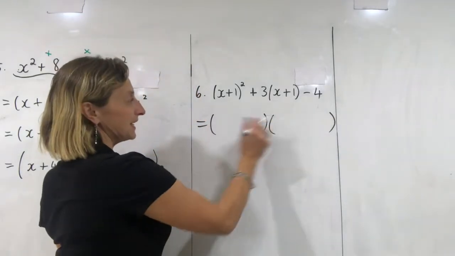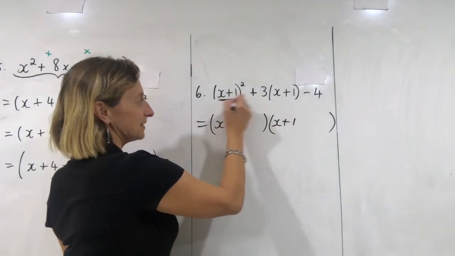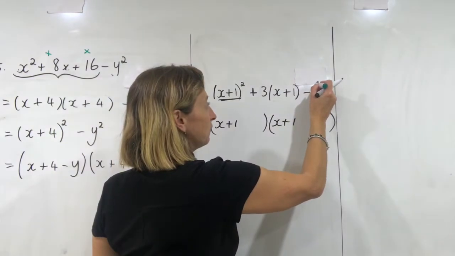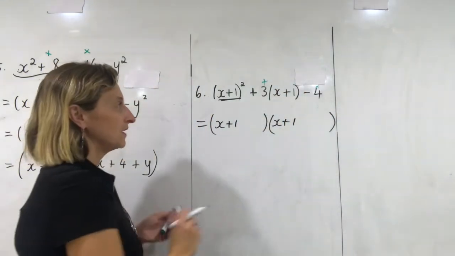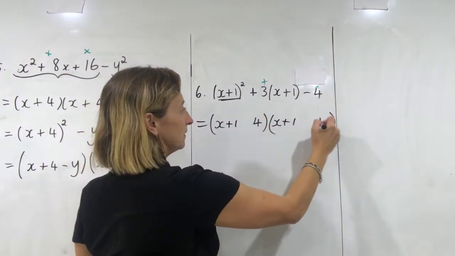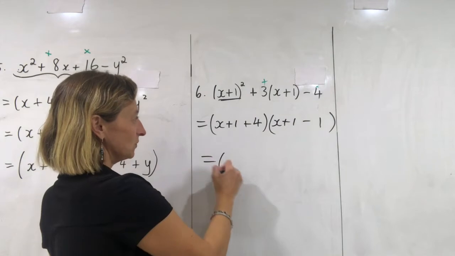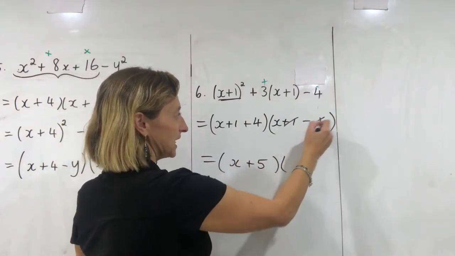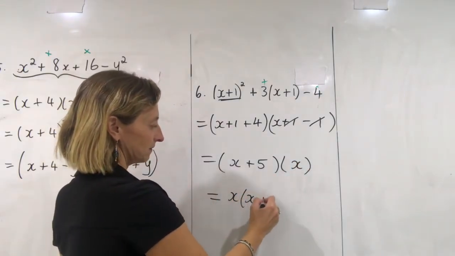Usually we would put x and x, but this time we have x plus 1, because that's the bit that's squared. And we need to multiply to give 4 and add to give 3. 4 times 1, plus 4 minus 1. And I need to simplify what's in the brackets by collecting like terms. They cancel, and I think it's nicer to put the x at the front.